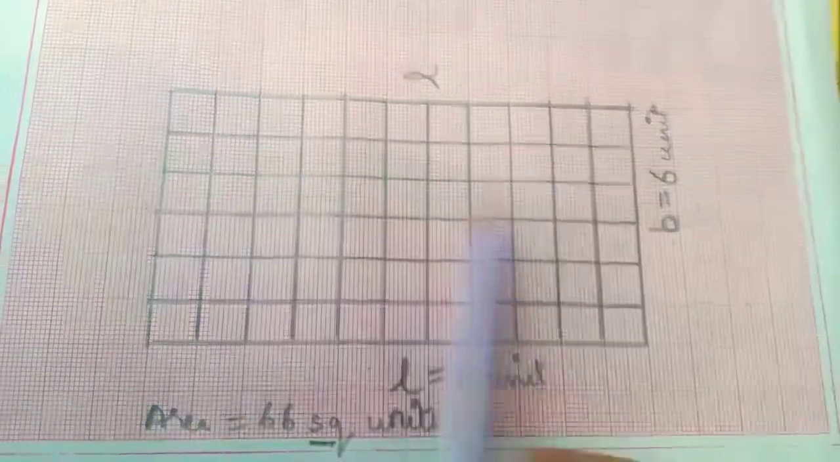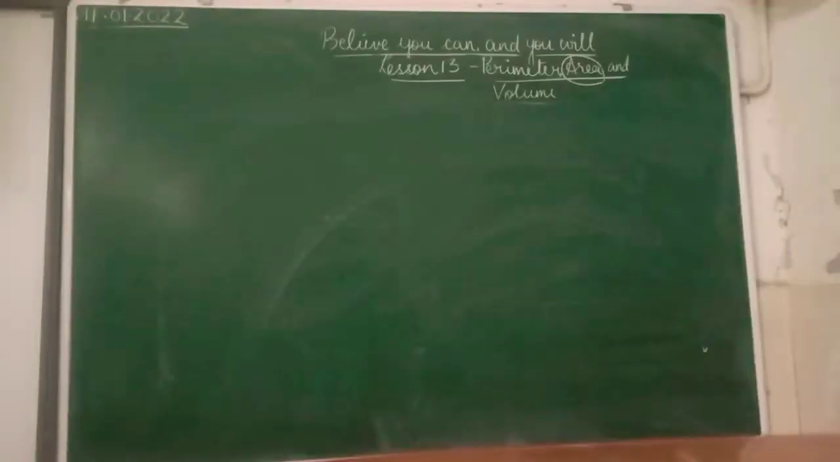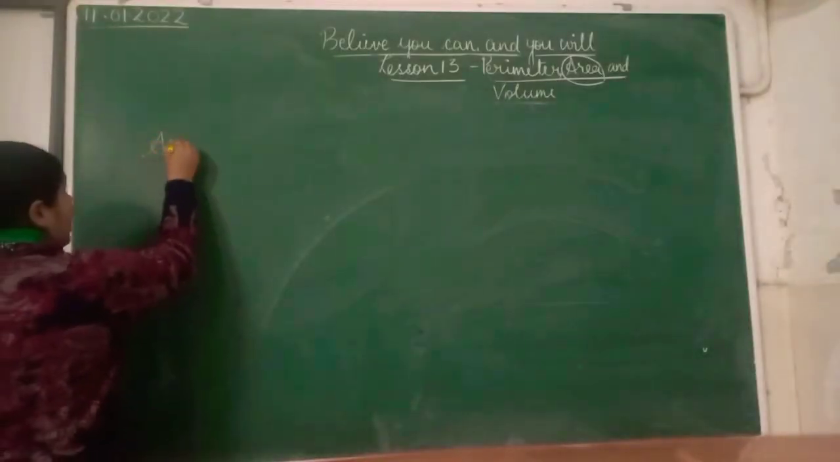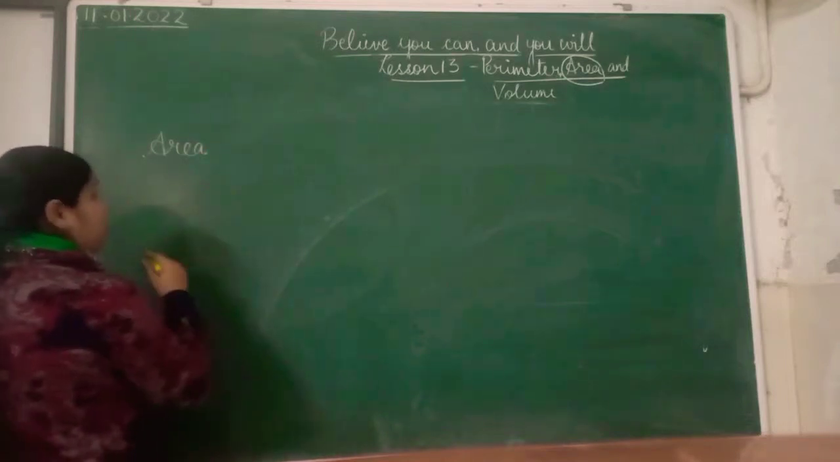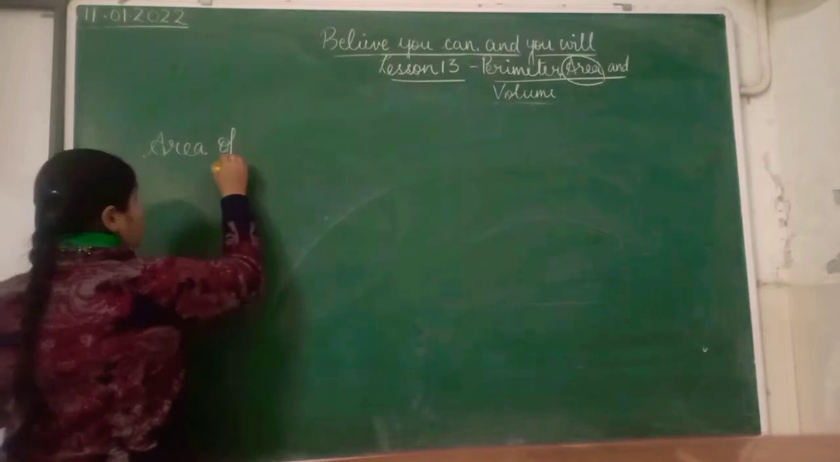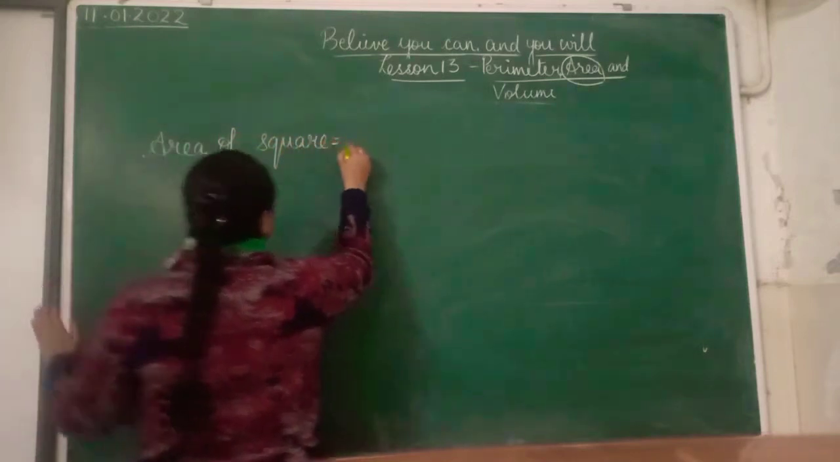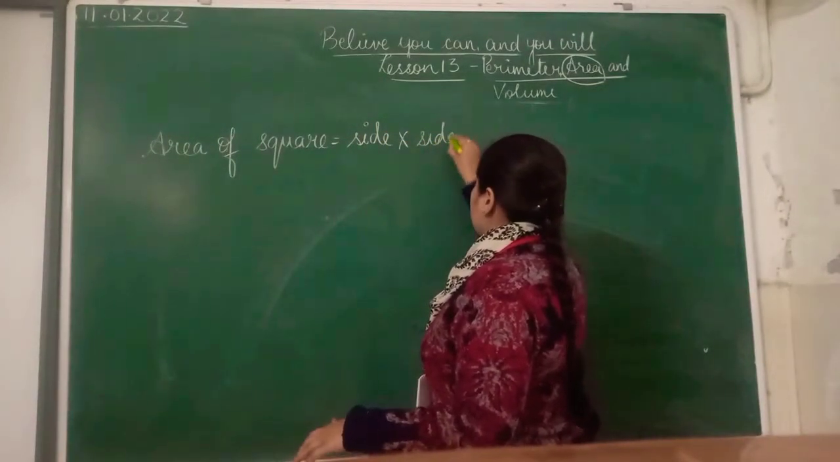In area we are totally going to count the boxes, and in perimeter we were only considering the boundary. Okay. So as we have discussed in the activity, and I have told you that I will be discussing how we have got square unit in the area's unit, right? Why do we like square unit? So in order to find area of square, what do we multiply? The sides, side into side.